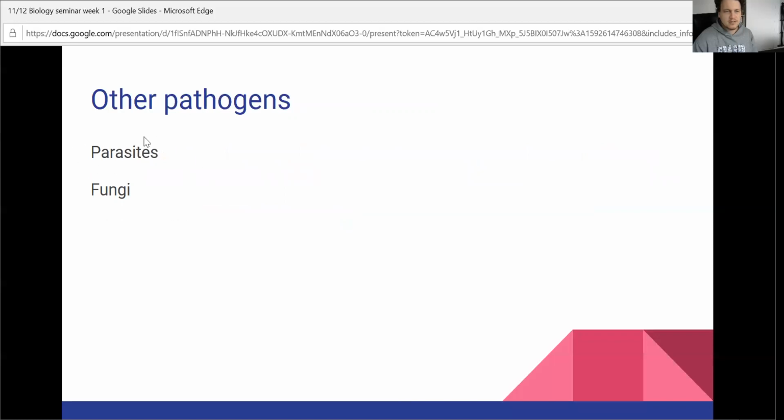So parasites, malaria, it's caused by a protozoa. Fungi, so yeast, candida, causes thrush and other yeast infections. Antifungal, antiparasitic, or antiviral drugs to get rid of those.